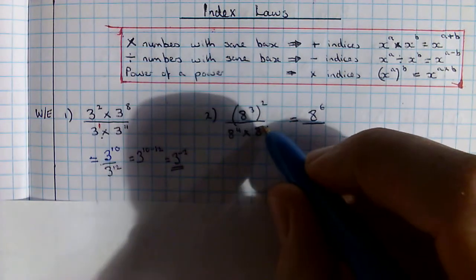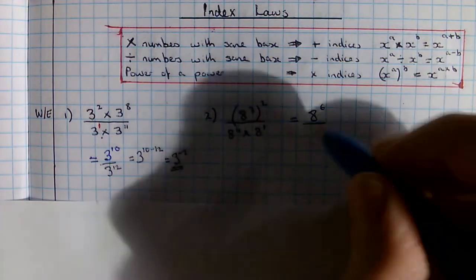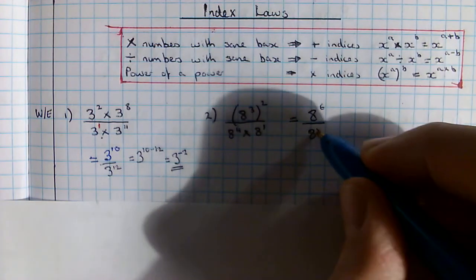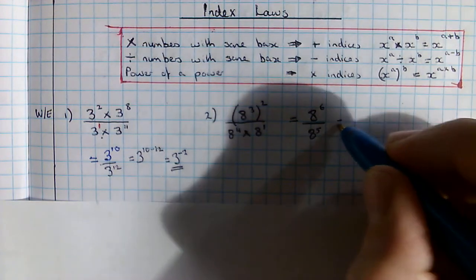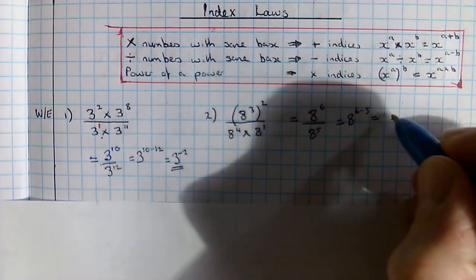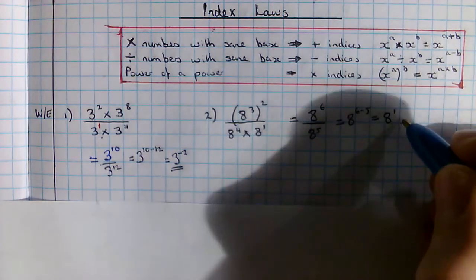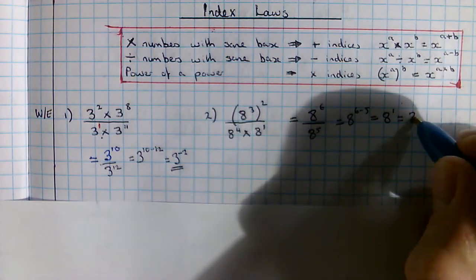Again here, I've got to the power of 1, which I'm going to write in now. 4 add 1 gives me 8 to the power of 5. I'm now going to have to take away my powers. 8 to the power of 6 take away 5, which is 8 to the power of 1. And we don't normally write in our powers of 1, that's just 8.